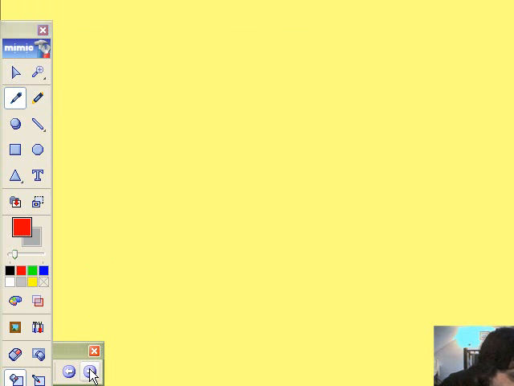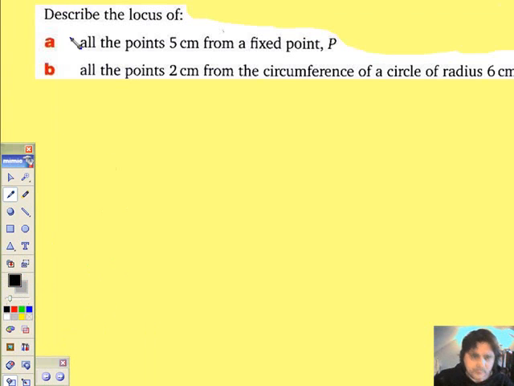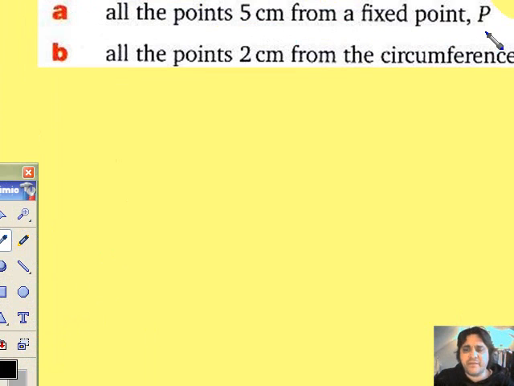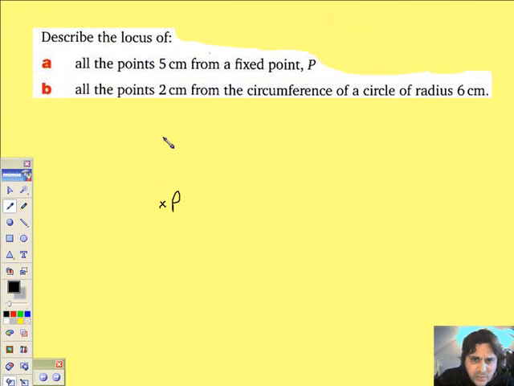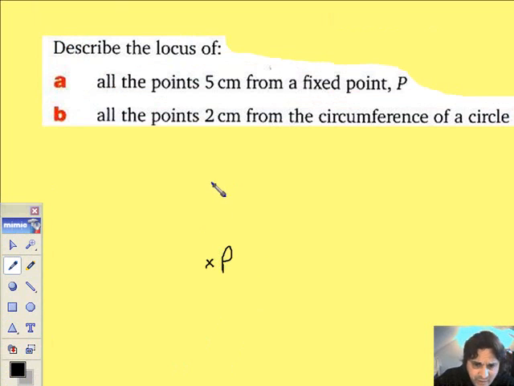This is question 9. No, it's not question 9, it's question 10. It says, describe the locus of all the points 5 centimeters from a fixed point P. Okay, well, here's a fixed point P there. Right, I've got to put loads of points 5 centimeters away from P. Well, suppose that's 5 centimeters, and that, and that, and that. What if all these are exactly 5 centimeters away from P? Again, it's a freehand sketch.